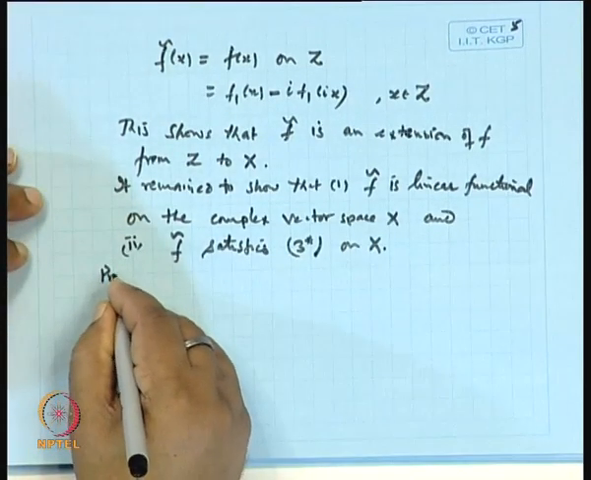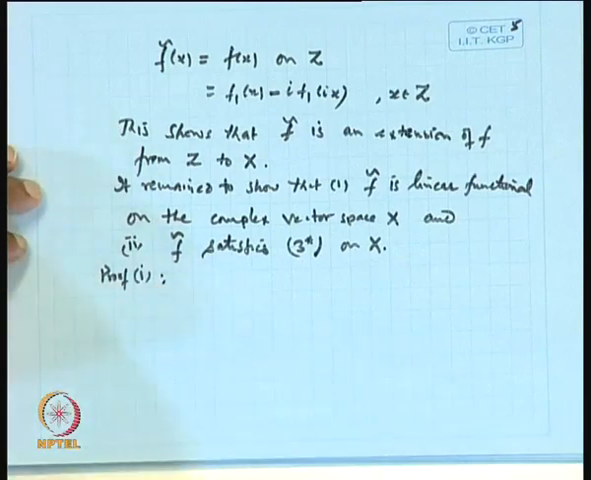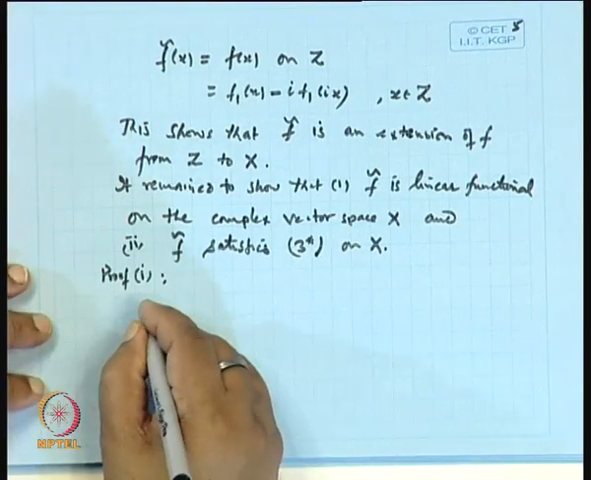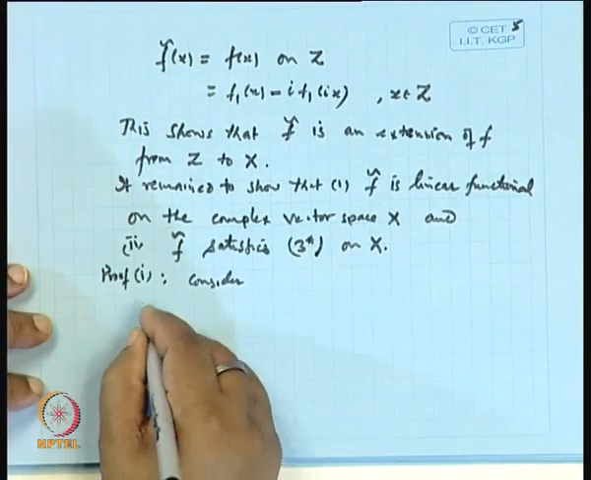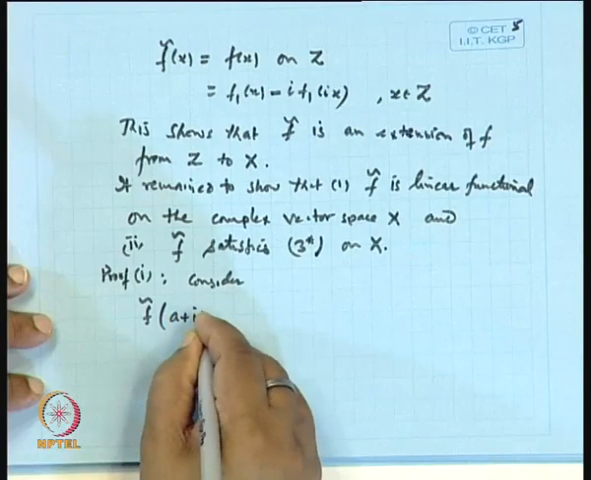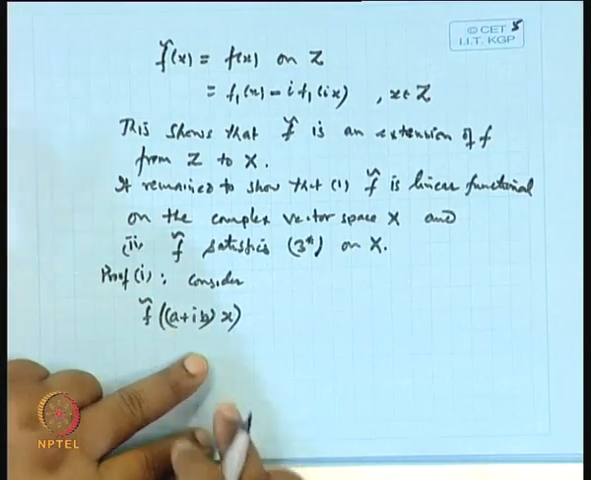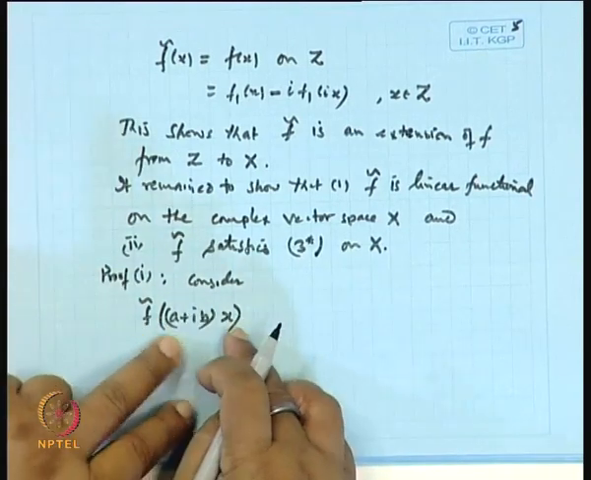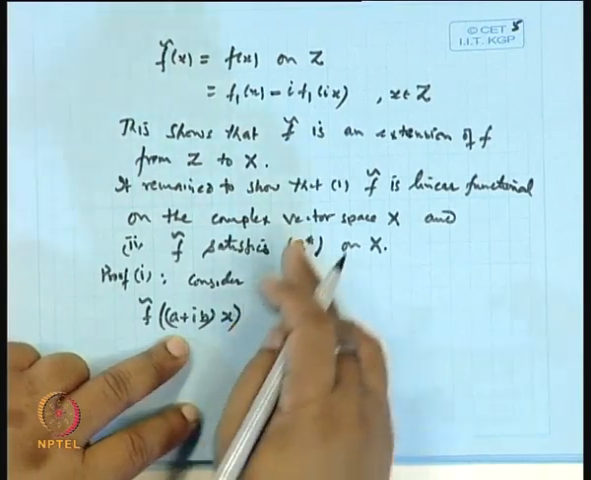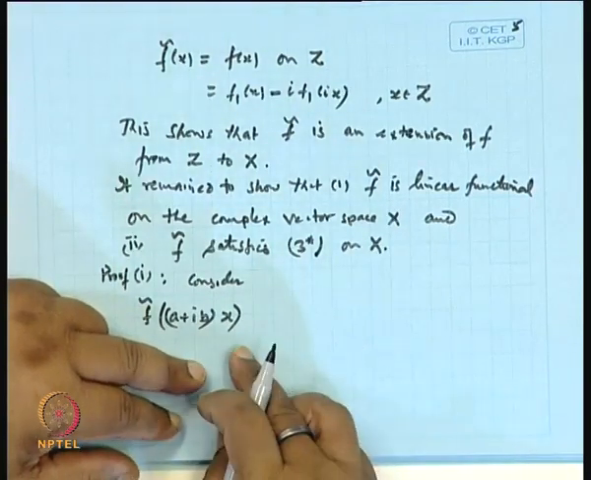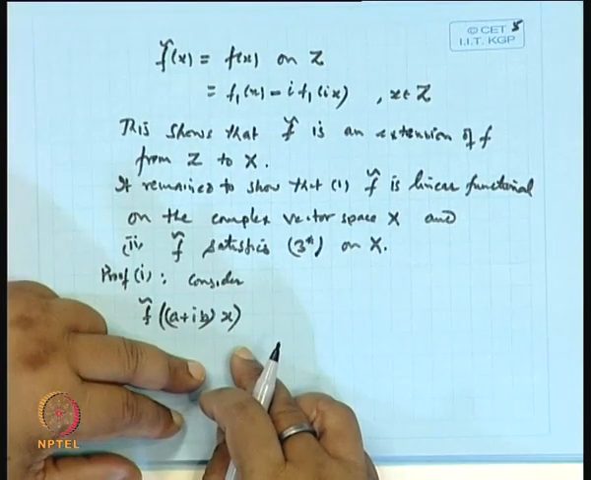So, proof of the first part. In order to prove this, let us consider this expression f delta((a + ib)x). Take any alpha, f delta(alpha x). If I prove it equals alpha times f delta(x), then f delta becomes linear, is it not? Because additivity, f delta(a + b) equals f delta(a) plus f delta(b), can be shown quickly. So, it only remains to prove the linearity of this on the vector space.